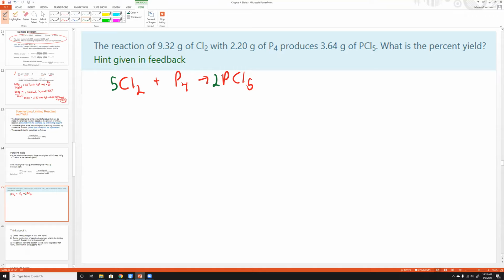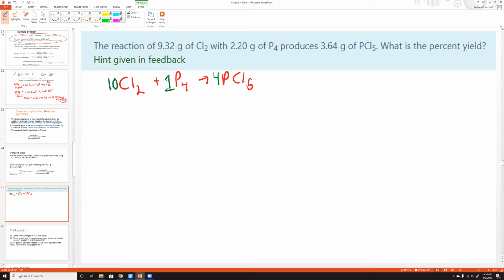P4, all right, sorry, I'm looking at chlorine. 2 times phosphorus is 2. P4. So if we just multiplied these two by 2, this was a 4, this was a 10, and then we left this as 1, it works out.